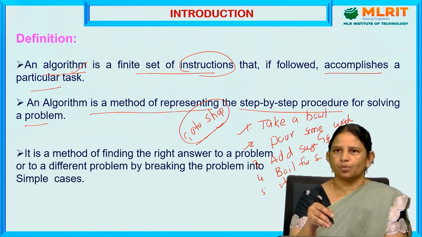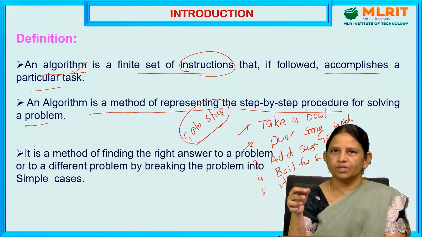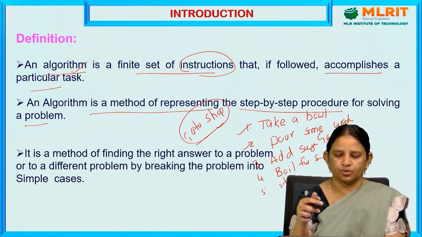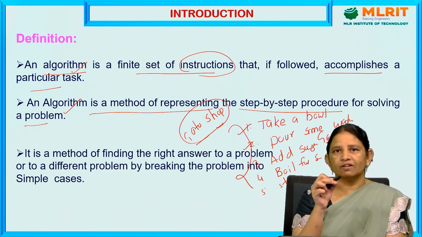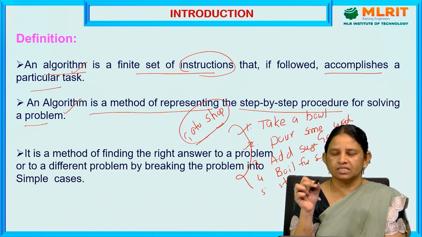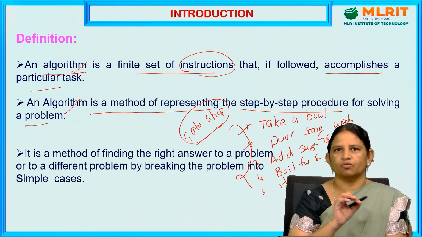What is the problem here? Preparing tea is the problem. That problem can be solved by using the step-by-step procedure. This is called an algorithm. So the definition of an algorithm is a method of representing the step-by-step procedure for solving a problem.